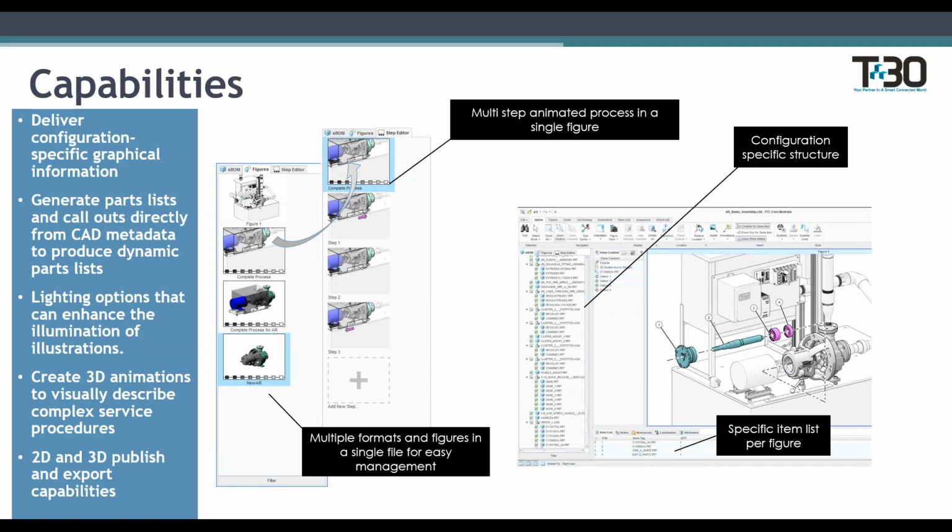Finally, when you're done, you can export your data in 2D or 3D. If you're exporting an animation for an AR experience, that's an example of a 3D export. And if you're exporting images or PDFs, that's an example of a 2D export.